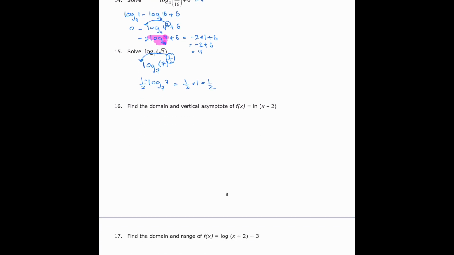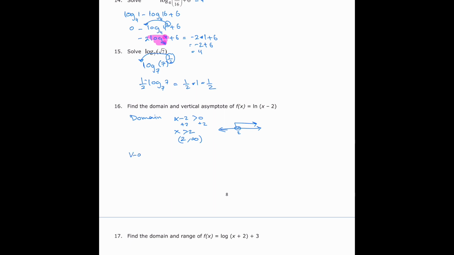Find the domain and the vertical asymptote of f of x is equal to ln of x minus 2. To find the domain, you set the argument greater than 0 and solve. So if you add 2, you get x is greater than 2. That is from 2 to positive infinity. So if you graph it, here is the 2, not included. It's going to look like that. So that is the interval.